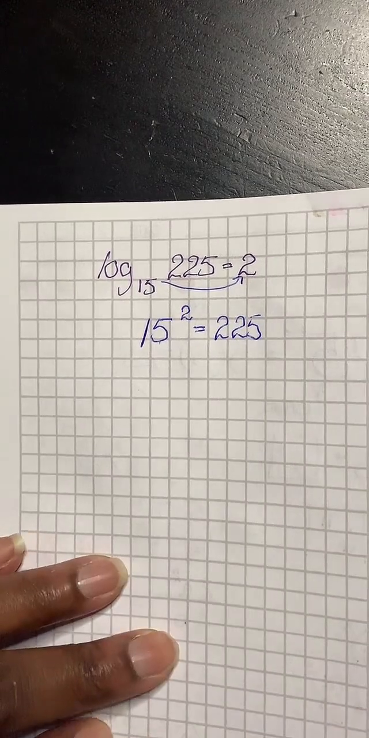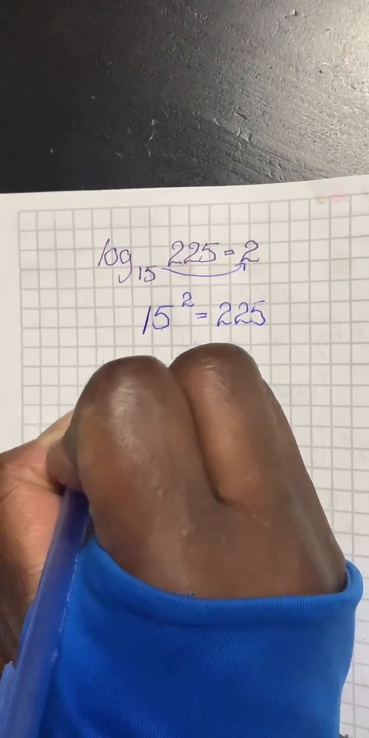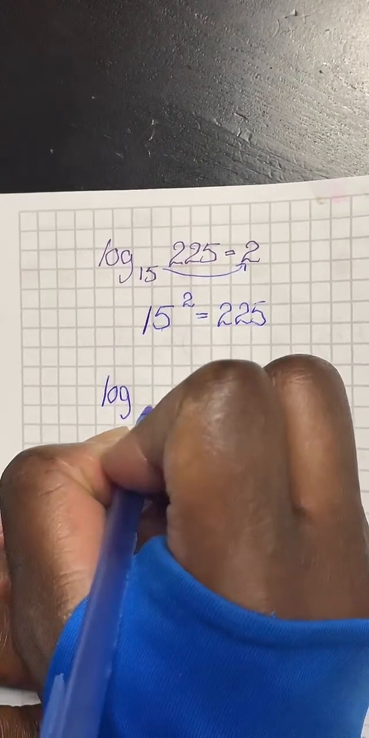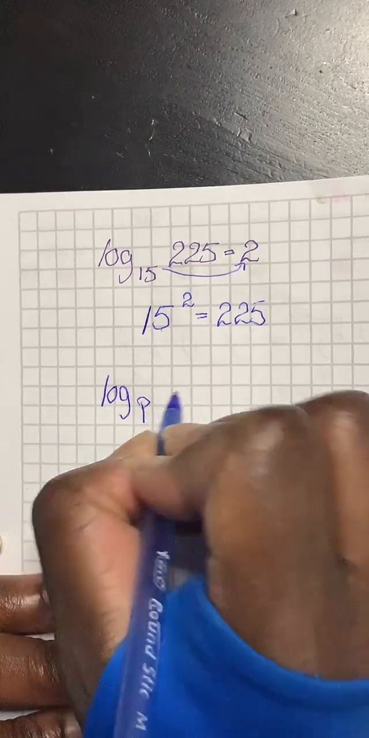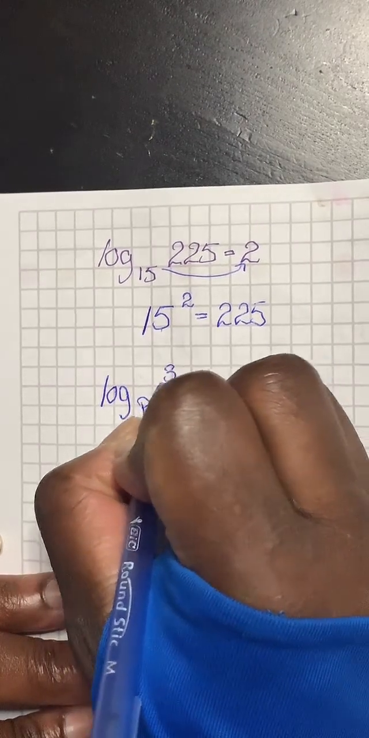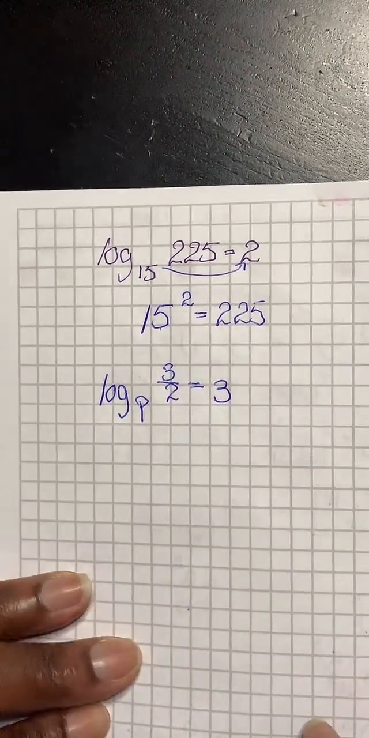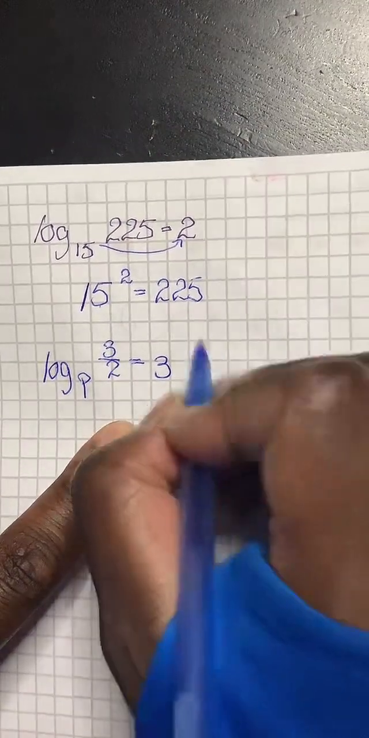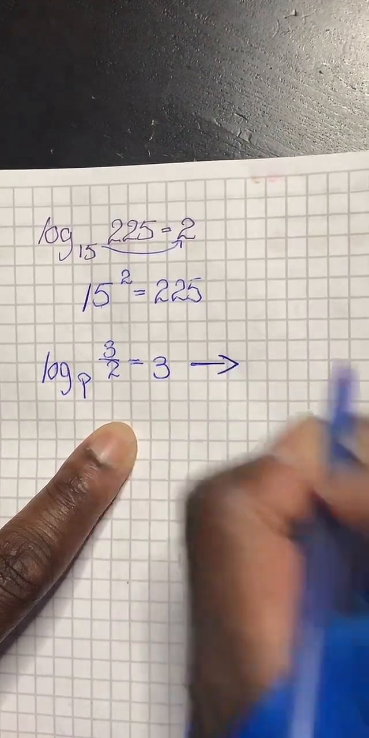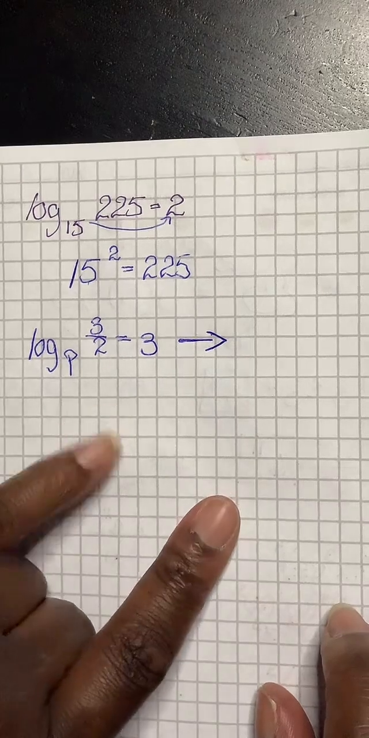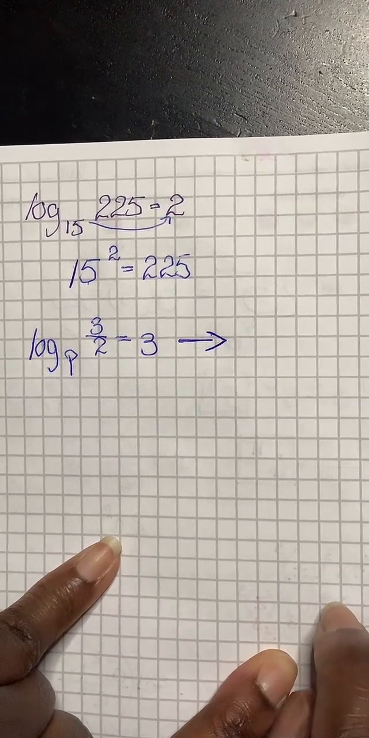All right. So let's try another one. So if I go log base p of 3/2 is equal to 3. Okay, we're going from a log to an exponential. I'm going to go sideways. What would this be as an exponent? Think about what we're doing.